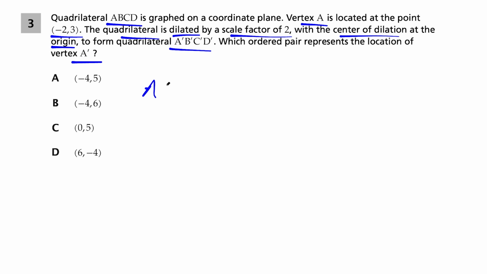So for this one, if you just want to know how to use the formula, our point A is at -2, 3, and we're dilating this point by a scale factor of 2. And all we have to do if we just want to use the formula is multiply the x and y by the scale factor. So I'm doing -2 times 2, that would give me -4, and then I'm doing 3 times 2, which is going to give me 6.